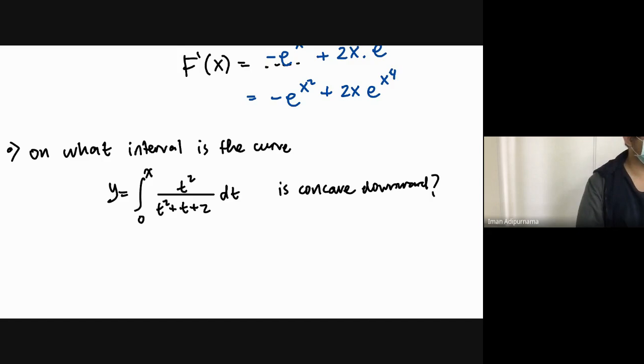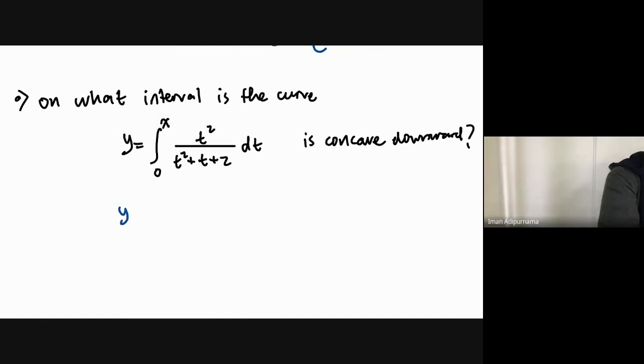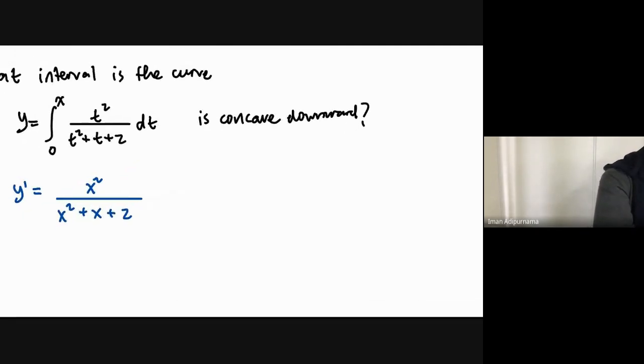So the question is, what is the interval, right? What is the interval? Okay, so at least first you take the first derivative, because it's just from 0 to x, the integration. So you just change the t with x, right? Okay, that's the first derivative. Now the second derivative, let me write here. I think we can just directly use the quotient rule.